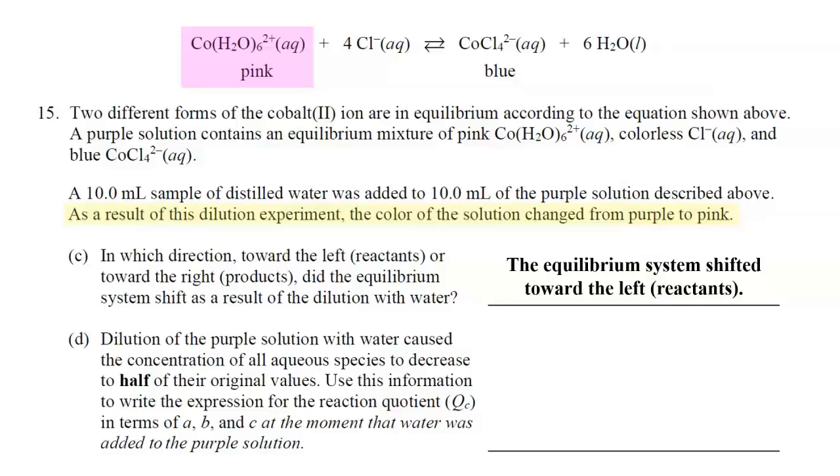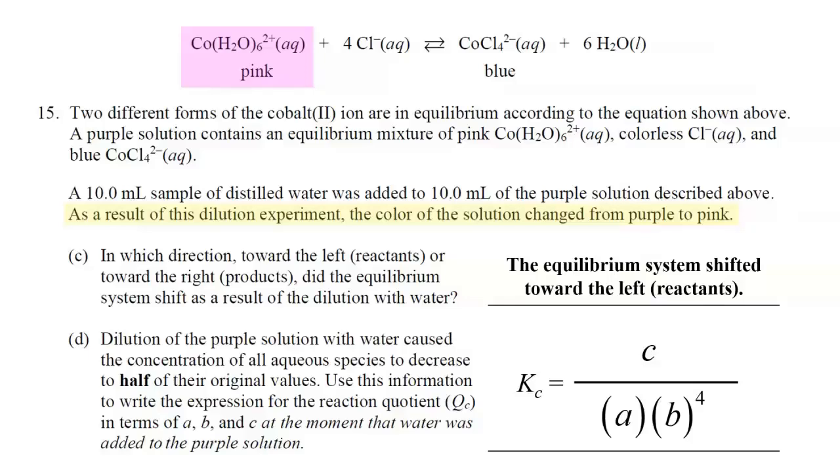So I'm going to go ahead and do a Q versus K process here. Dilution of the purple solution with water caused the concentration of all aqueous species to decrease to half their original values. Use this information to write the expression for the reaction quotient, Qc, in terms of the letters A, B, and C. So at the moment that water was added, all of the concentrations decreased by half. So here was our value of Kc. In terms of the letters, it's C divided by A times B to the fourth power.